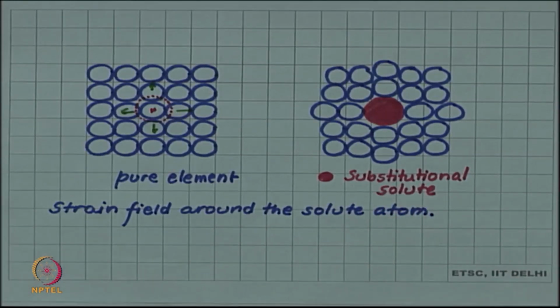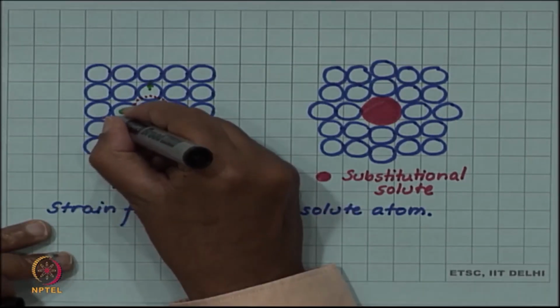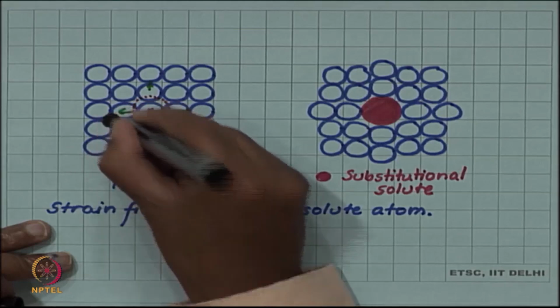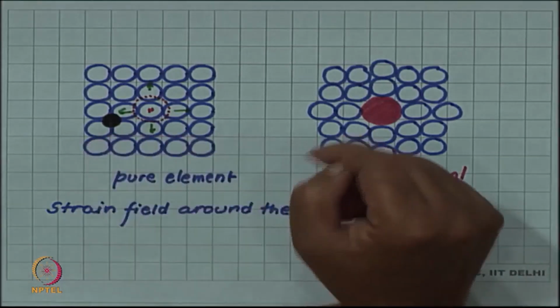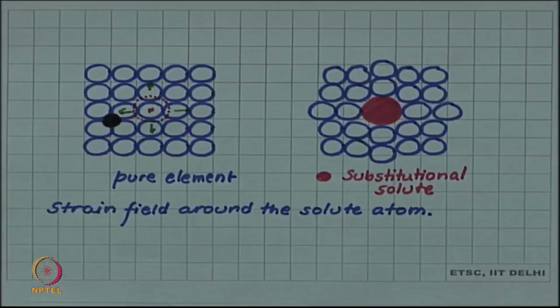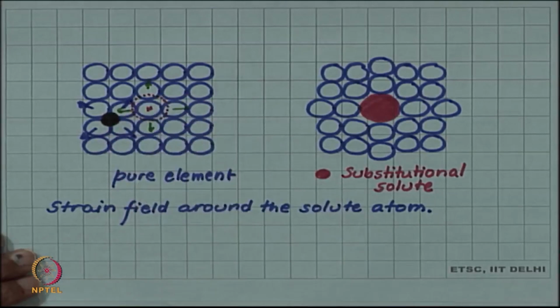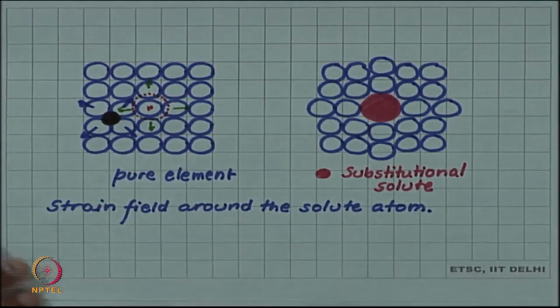I have shown here a larger substitutional solute atom, but whether the substitutional solute atom is large or small, or whether it is a substitutional or an interstitial solute, there is a strain field. Imagine introducing an interstitial solute here. If it is larger than the void size, and we have seen that every tetrahedral or octahedral void can accommodate a certain maximum size of atom, then these atoms have to move out to create room for it, and there will be a strain field around it. So there is always a strain field around the solute atom.